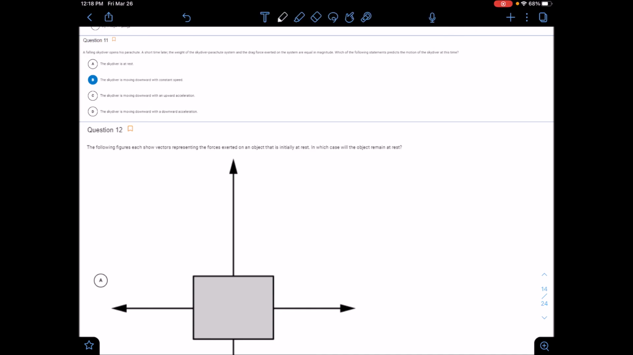So, the first thing that we can note is that the drag force on the system and the weight are equal in magnitude. This tells us that the skydiver parachute system has reached terminal velocity. And so this obviously means that the skydiver isn't at rest, he's falling down. He is moving downward, so we can keep all of these parts.